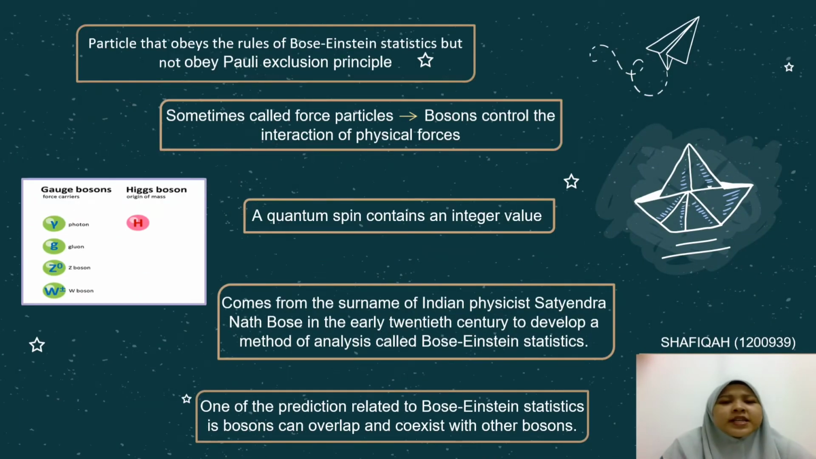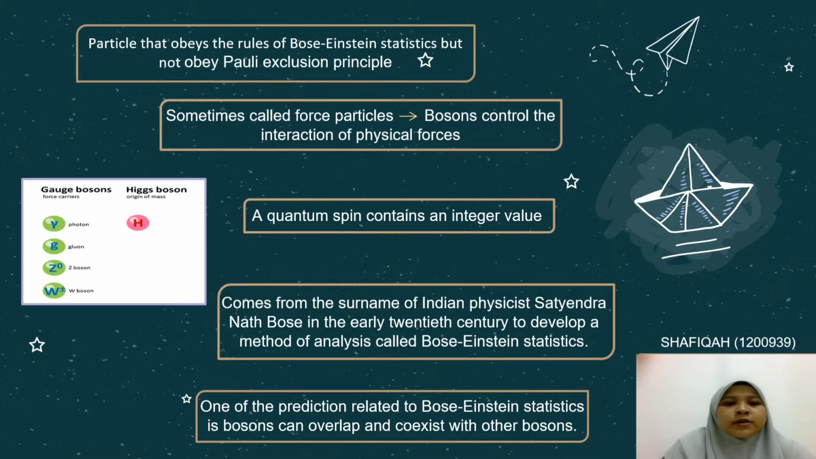Boson particle. What actually is a boson particle? A boson is a particle that obeys the rules of Bose-Einstein statistics but does not obey the Pauli exclusion principle. It is sometimes called a force particle because bosons are able to carry the interaction of physical forces like electromagnetic forces. Next, bosons have a quantum spin with an integer value like 0, 1, and 2, which is very different from fermions because fermions have a half-integer spin.